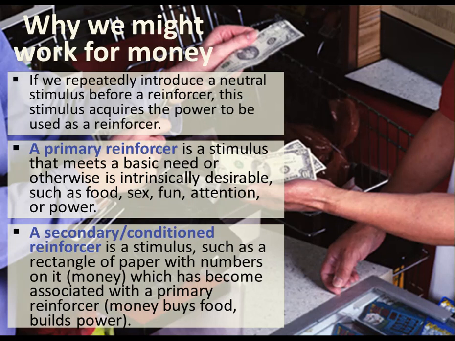If you give a young child a $100 bill or a chocolate bar, they may drop the $100 bill and open the chocolate bar and begin eating it because they have yet to learn the secondary or conditioned reinforcer power of money. In that instance, the chocolate bar, which is food, serves as a primary reinforcer because it meets a basic need.